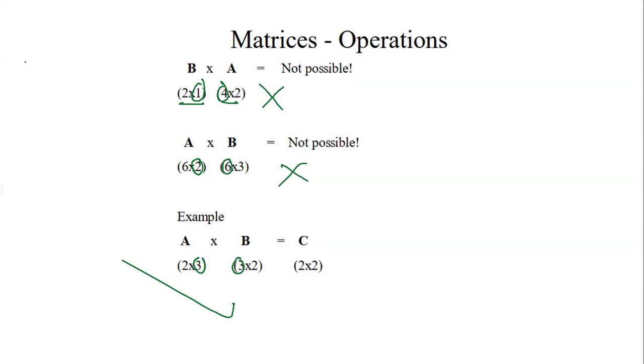Right? So the key to you figuring out whether the two matrices can be multiplied is that the number of columns in the first must equal the number of rows in the second. And the answer will be, notice, this two by this two. The number of rows in the first one, the number of columns in the second. That's what you see.